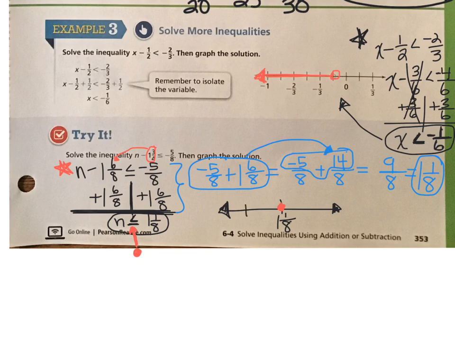Then I also need to make some marks to show what the other numbers could be around it. So in front of 1 1/8, I have 1 whole. And after 1 1/8, I have 1 2/8. So all I've done is I've counted by eighths on my number line. Since the inequality sign is a less than symbol, less than or equal to here, we're going to be shading going to the left to show less than.